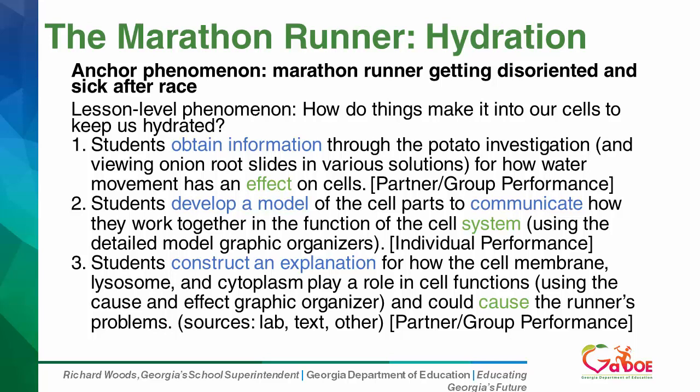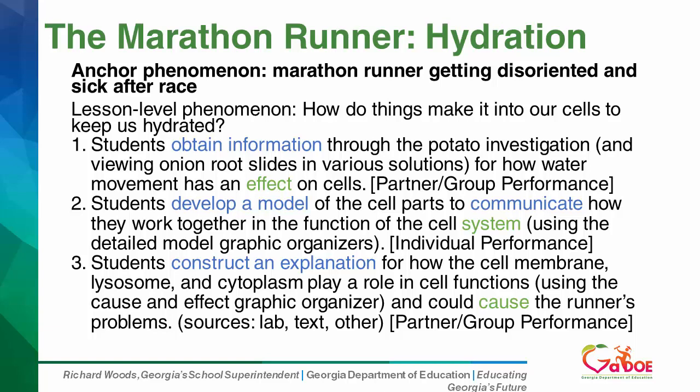And we can see here on the slide, again, for each piece of this phenomenon task, there's a science and engineering practice, and there's a cross-cutting concept linked with what the students do. So they have a little investigation here about how water movement has an effect on cells. And then students move to develop a model that would explain how these cell parts work together as a system. And you can see in step 3, the next piece, students are constructing explanations for how the cell membrane, the lysosome, and cytoplasm play a role in cell functions and could have caused the runner's problems.